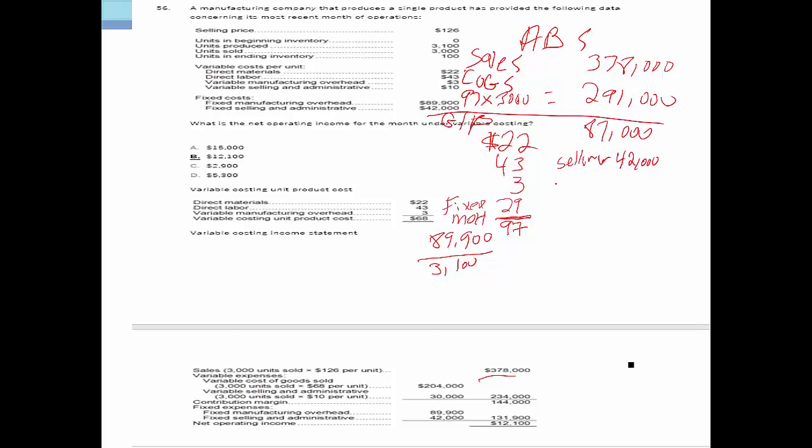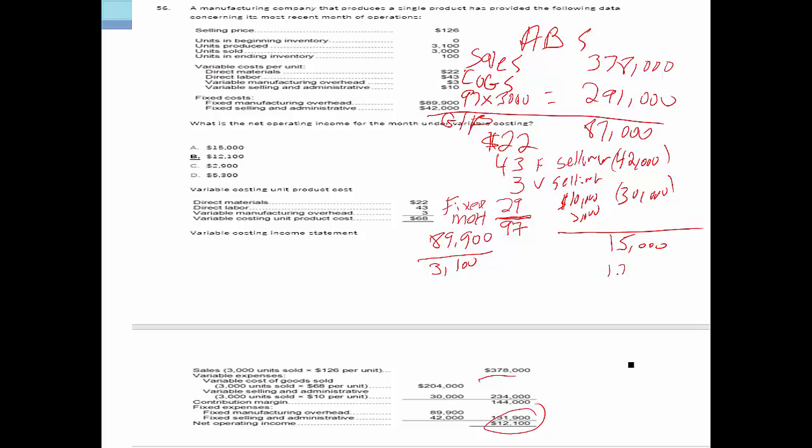And the what? The variable, that's the fixed. The variable selling is $10 times 3,000. So that's 30,000. So if I take off those two numbers, then I get what? 15,000 versus what? 12,100 was what we got for down here for variables.